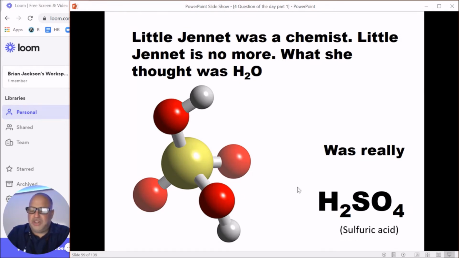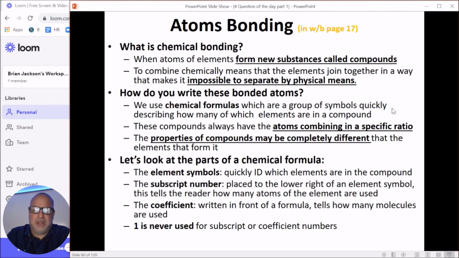Again, hydrogen and oxygen, right? But you change it around a little bit, and it changes completely what the thing was. So atoms and bonding, right? Basically, when atoms are chemically bonding together, we're forming some kind of new substance called a compound. Once it does this, it's impossible for us to pull it apart or separate it by some kind of physical means.